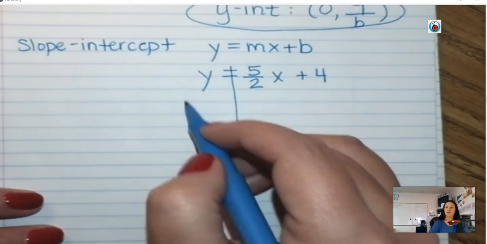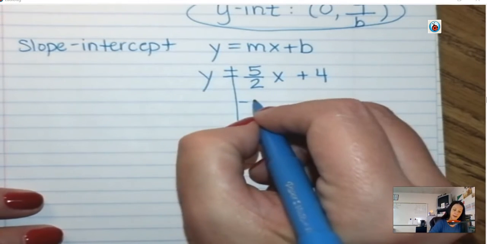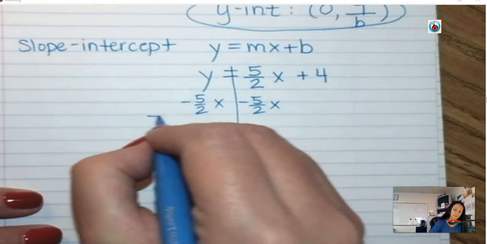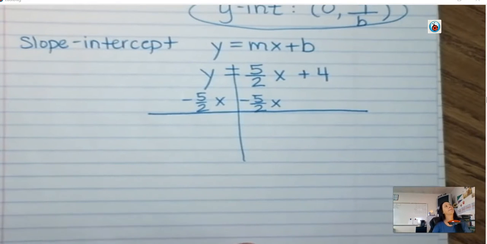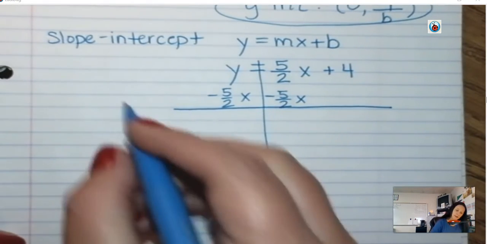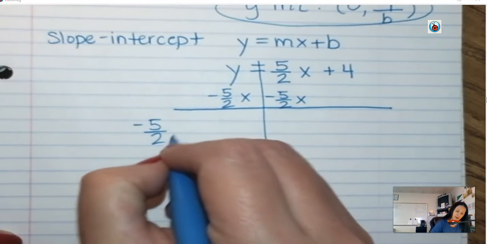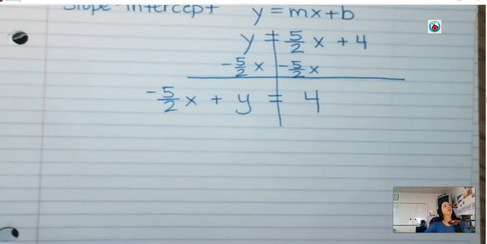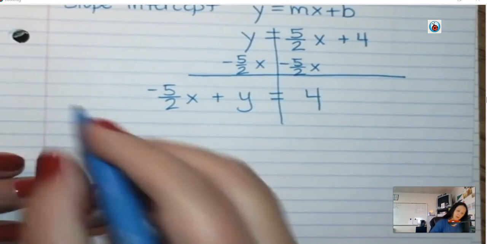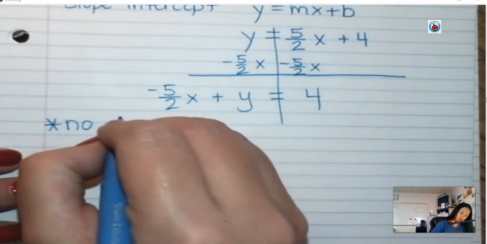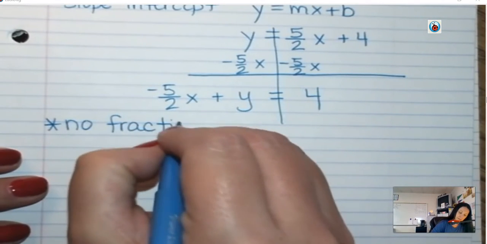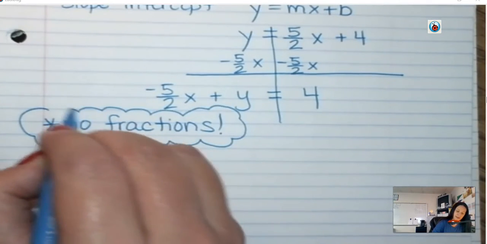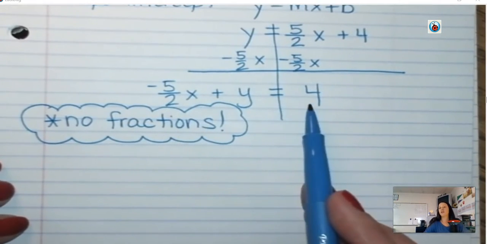So we just need to move this over here. So to get it to move, I'm going to subtract 5 over 2x, subtract 5 over 2x. So now I'm left with negative 5 over 2x plus y equals 4. Right now this is not finished though. HMH wants no fractions. So if you gave me this as an answer like on a test, I'd give you partial credit. It just hasn't been finished though.